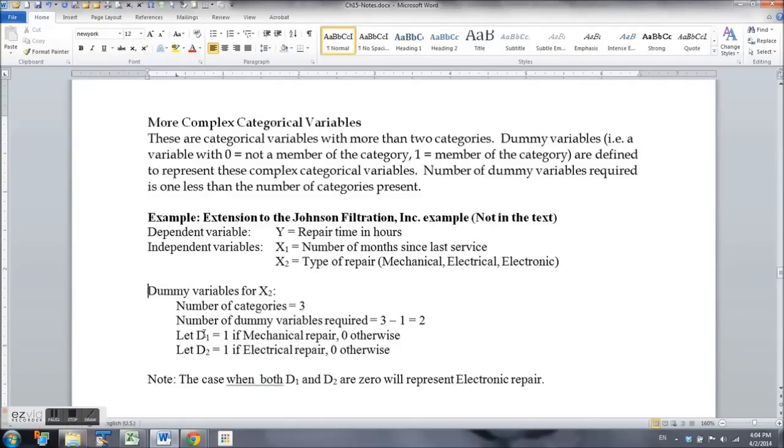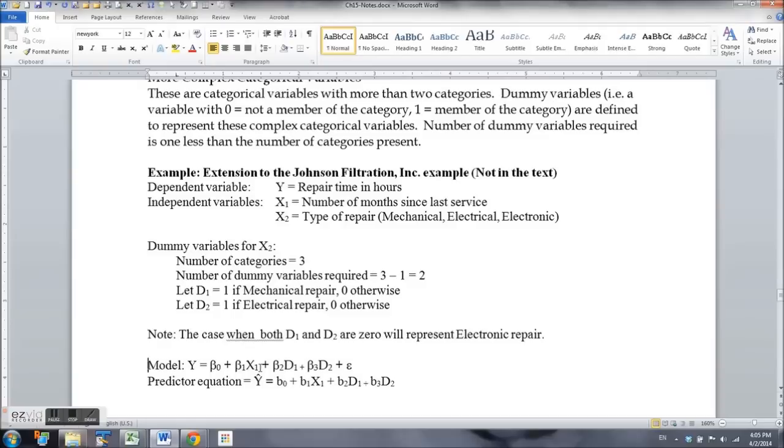Let's define d sub 1 as the first dummy variable, equal to 1 if the repair type is mechanical, 0 otherwise, and d sub 2 is 1 if the repair type is electrical and 0 otherwise. Notice that if both are 0, then that would indicate that the category is electronic repair. So for 3 categories, you need only 2 dummy variables. If you define 3 dummy variables, then it will lead to an error. So you should define only k minus 1 dummy variables, where k is the number of categories in the categorical variable. Then our model will have x sub 1, d sub 1 and d sub 2, and our predictor equation will look like that.